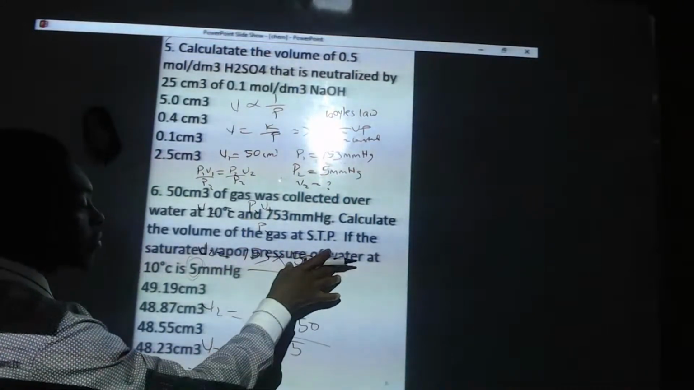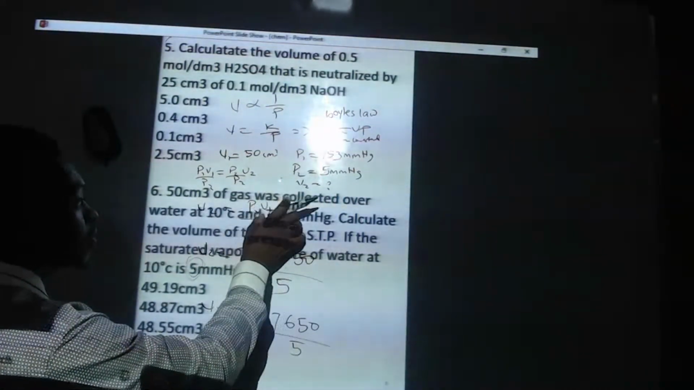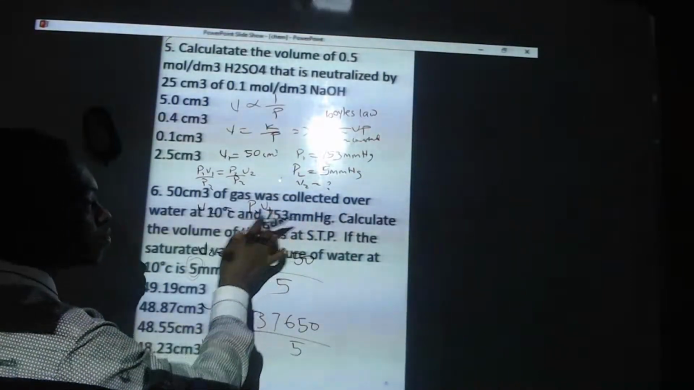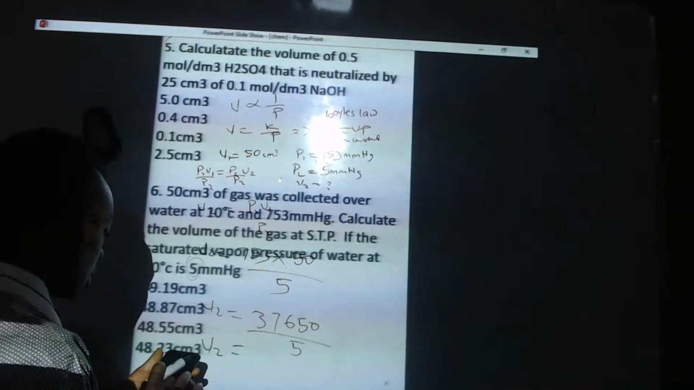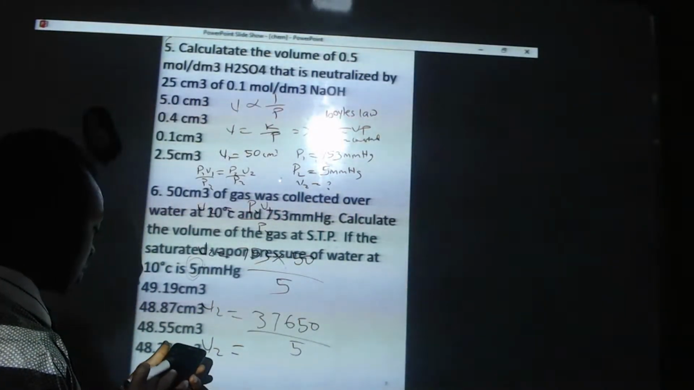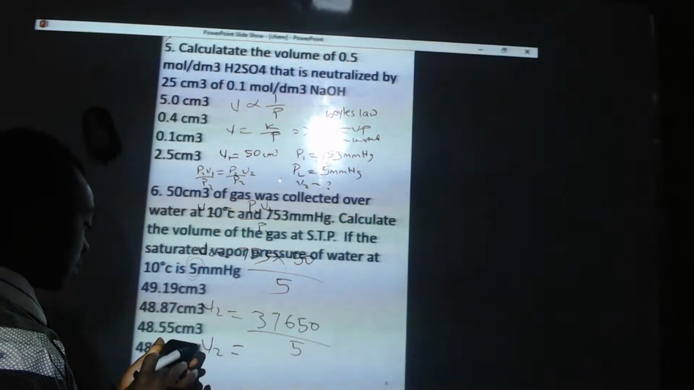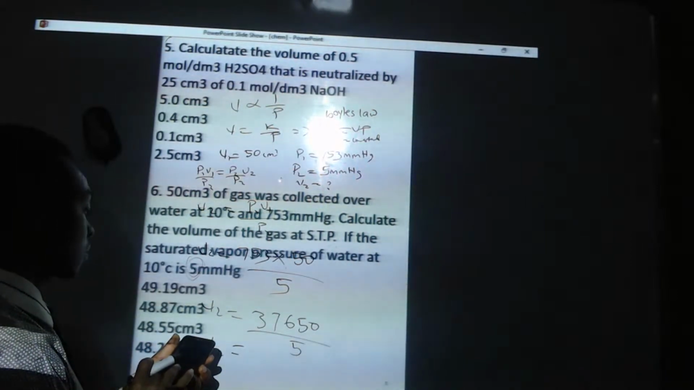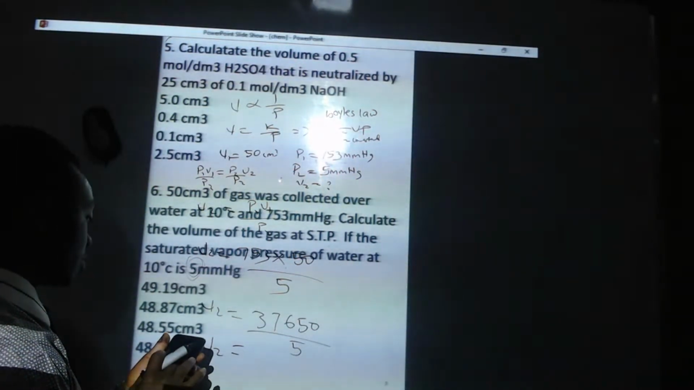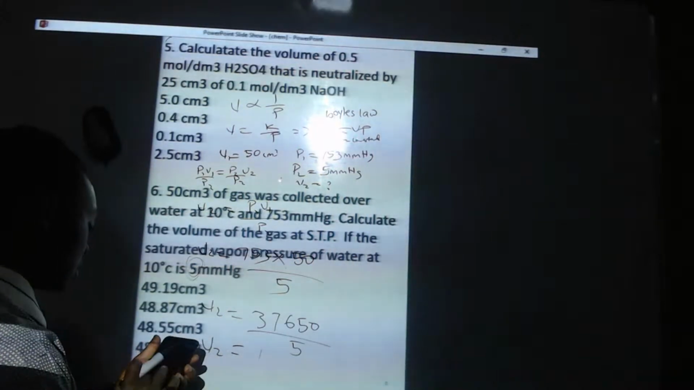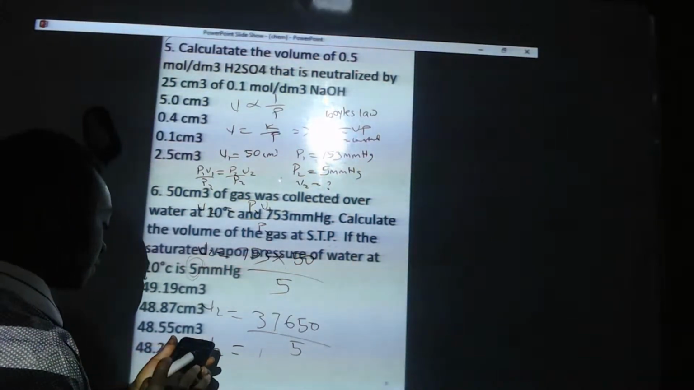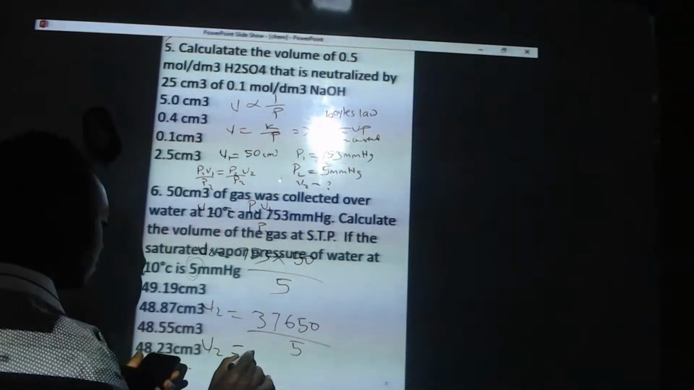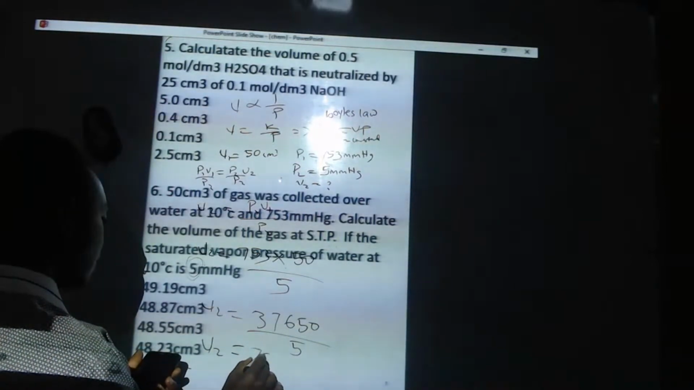We're given 753 times 50, which is your first pressure multiplied by your first volume, and you now divide by P2. If you're able to do that, you should be getting something like this, 7,530.